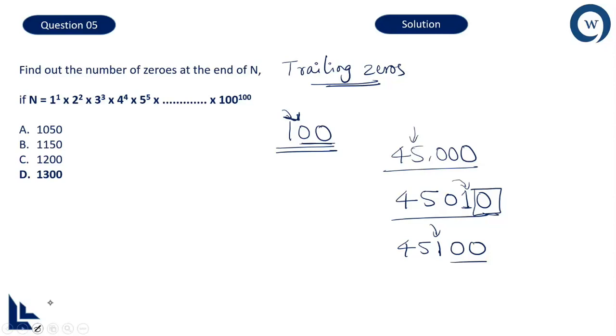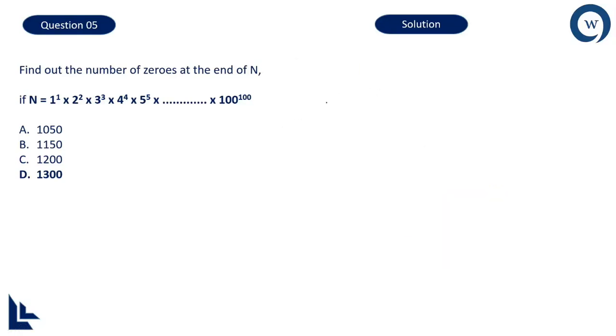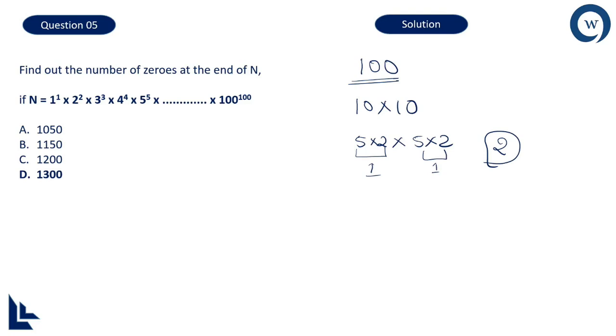And how will you find it out is the question. To answer this, you need to understand that trailing zeros will come only if the prime product of that number has a 5 into 2 combination. For example, 100 is a number, and I'll consider this 100 as 10 into 10. If I write the prime product, I get 5 into 2 and 5 into 2. This is nothing but 5 square into 2 square, right? Now how many 5 into 2 combinations does this prime product have? One is here and one more is here. It has 2 combinations of 5 into 2, and that's the reason 100 has 2 trailing zeros.